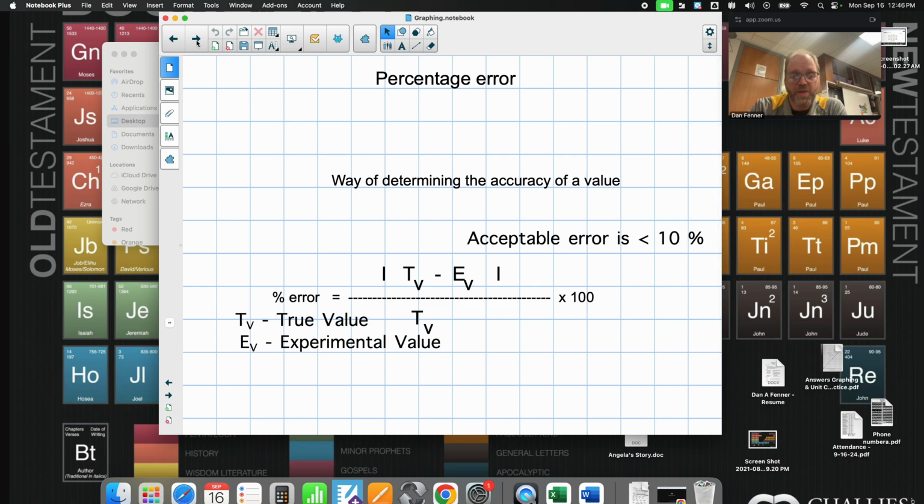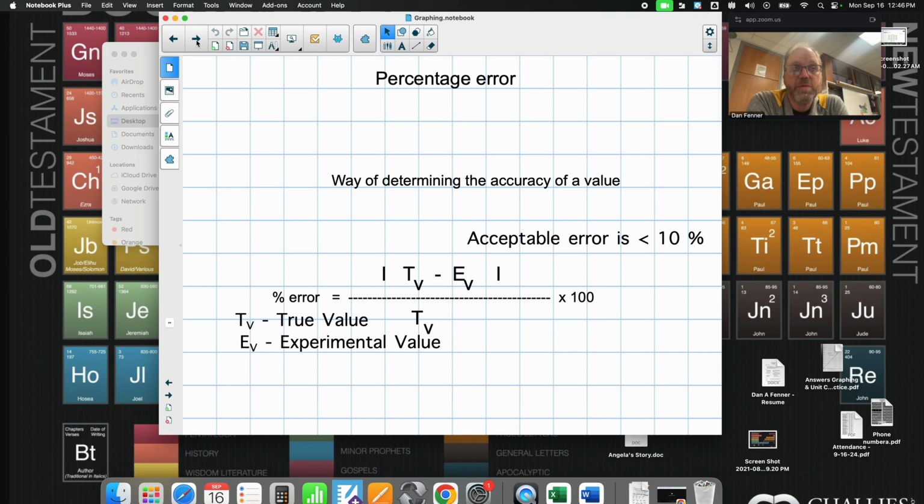Okay, one other thing I've got to tell you. Accepted error is considered 10% or less. So whenever you're doing a lab report or a discussion or conclusion, if your error is less than 10%, you can say errors within acceptable limit. You're done, don't have to add in anything else. If, on the other hand, it's over 10%, you have to discuss it.